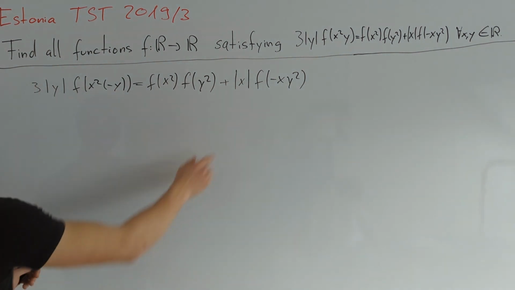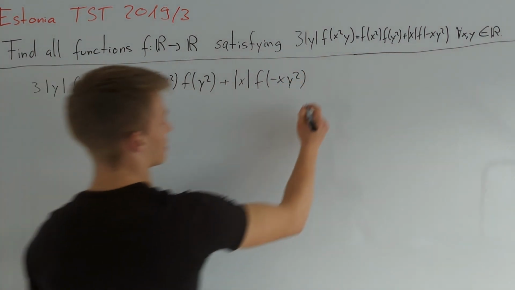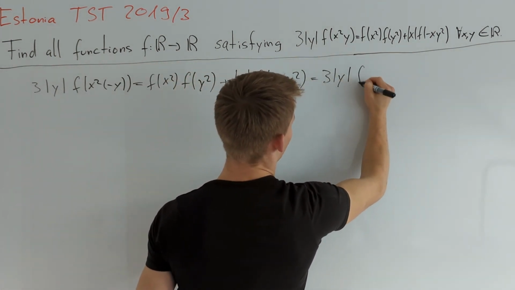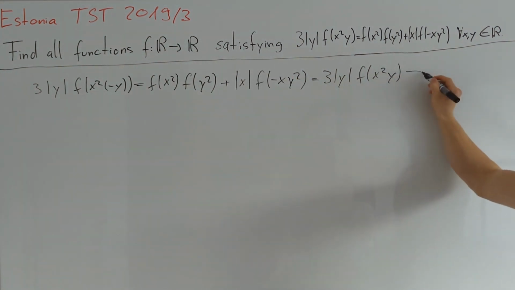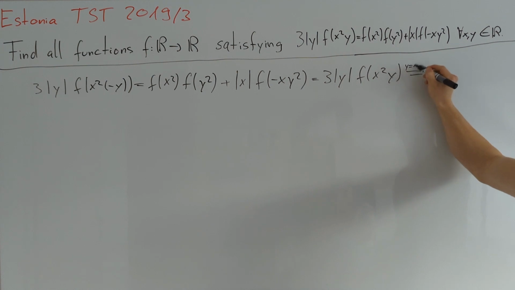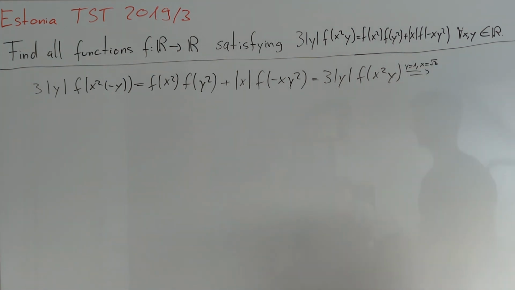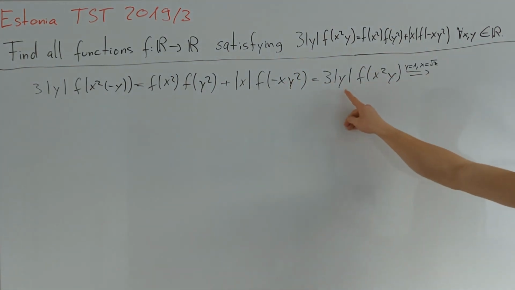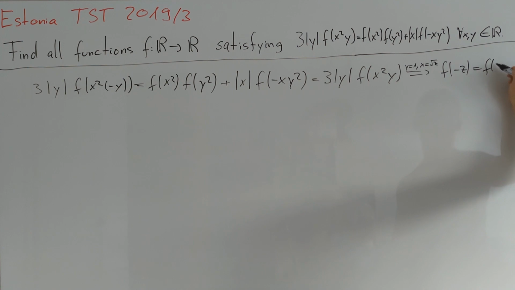And here we see that this is the right hand side of our functional equation, so this is equal to 3 times the absolute value of y times f of x squared y. Here we can now plug in y equals 1 and x equal to the square root of z and get that 3 times f of minus z is equal to 3 times f of z. So we get that f of minus z is equal to f of z.